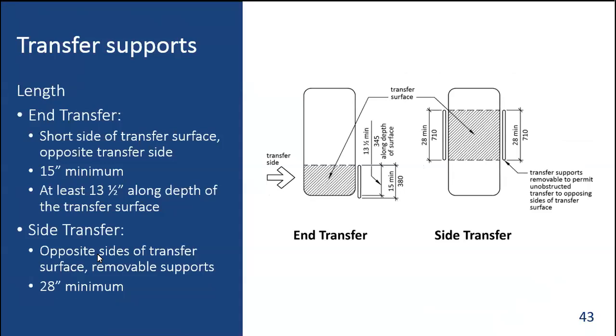Transfer supports also have minimum lengths. End transfer supports must be at least 15 inches long minimum, with at least 13.5 inches along the depth of the transfer surface. Side transfer supports must be at least 28 inches long minimum, and as previously mentioned, removable to permit unobstructed transfer from both sides.